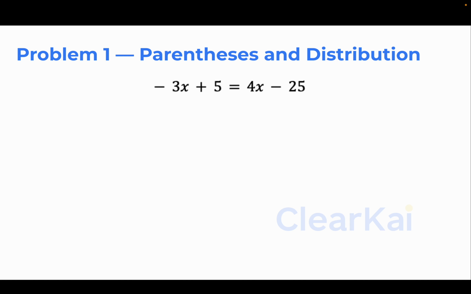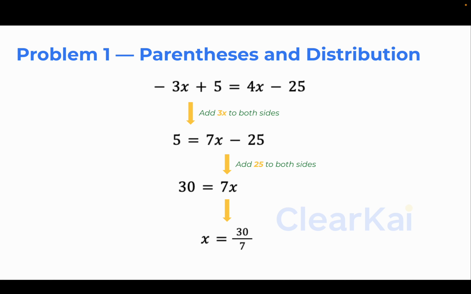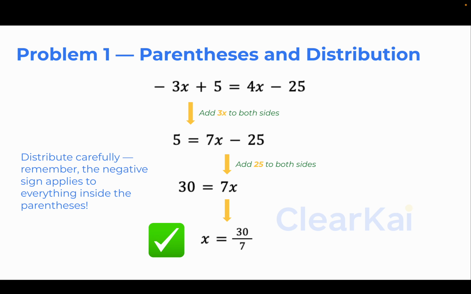Now let's finish solving this step by step. Our goal is to isolate x. So first, let's move the x's to one side. We will add 3x to both sides. That gives us 5 = 7x - 25. Next, let's move the constant over to the other side. We will add 25 to both sides. Finally, to isolate x, divide both sides by 7 and we get x = 30/7. That's our final answer.